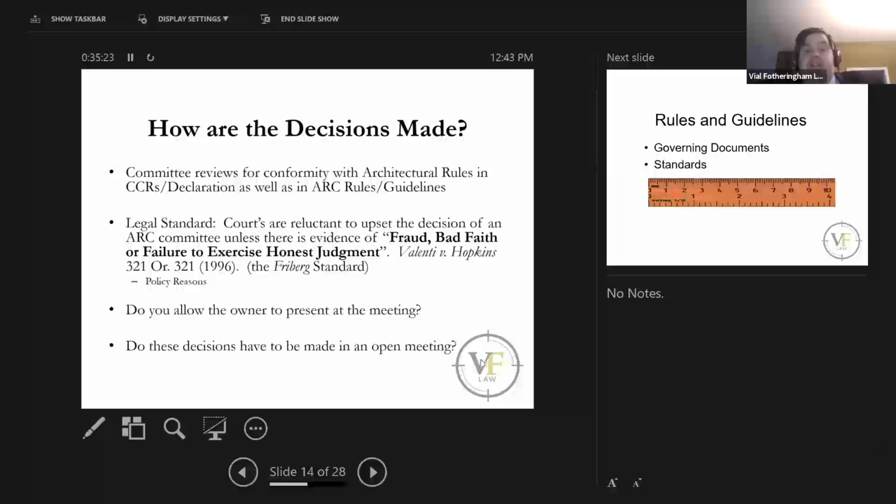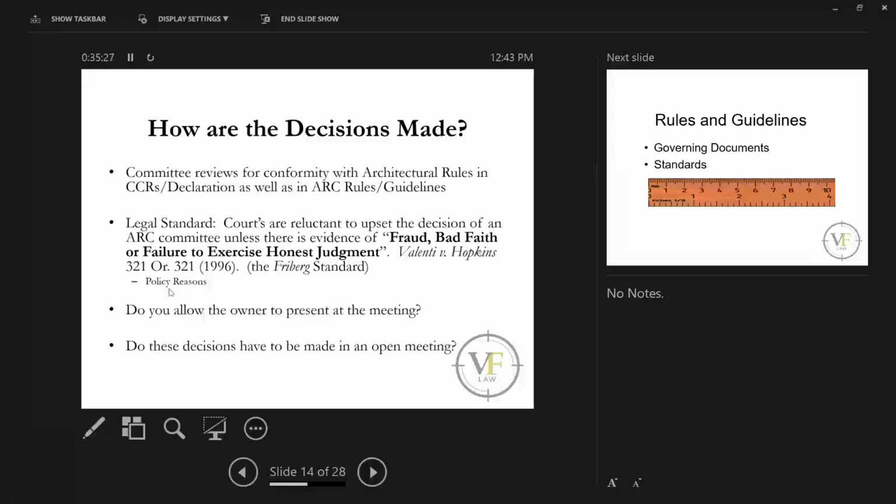All right, switching subjects a little bit. Again, it's a process, but it goes more to the how. How are the decisions made? We talked about this first bullet point already quite a bit, but you're looking at the governing documents, you're looking at guidelines and standards that you have in place, and you follow them, and the ARC makes the decision.